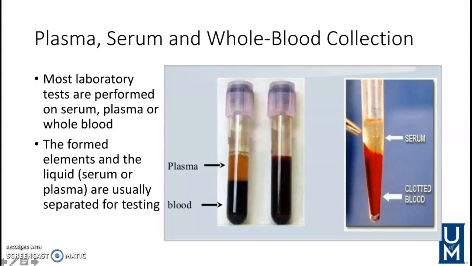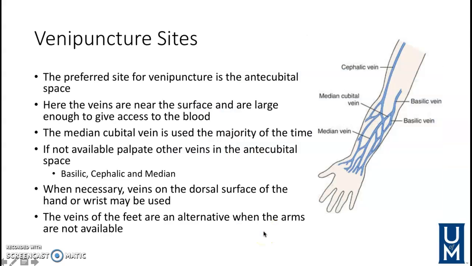Most of our lab samples are performed on serum, plasma, or the whole blood, so one of those 3 items. The formed elements in the liquid, serum or plasma, are usually separated for testing. So you can see our test tubes here where they've separated the plasma from the whole blood as well for testing purposes. They may just be testing the serum, they may just be testing the blood itself there.